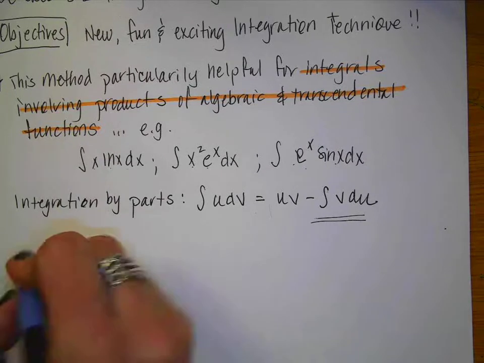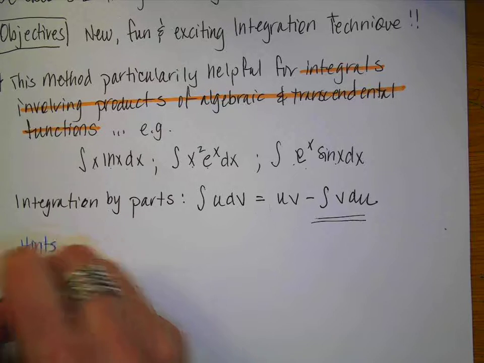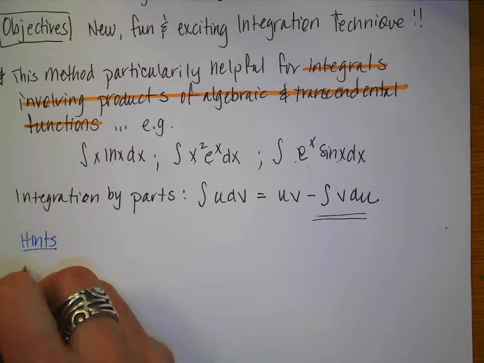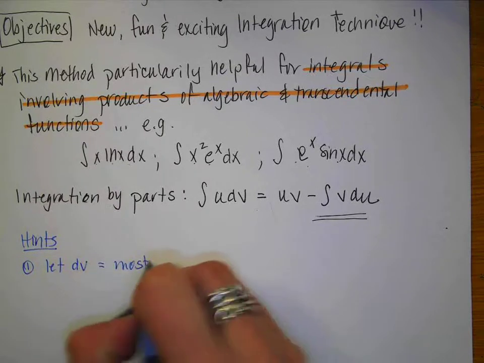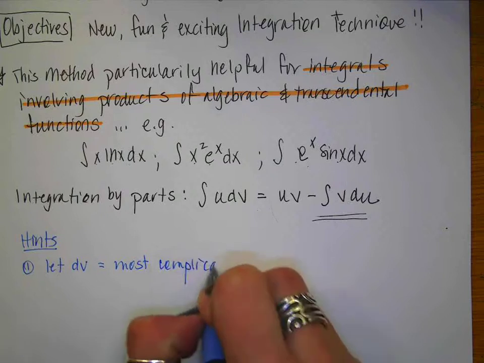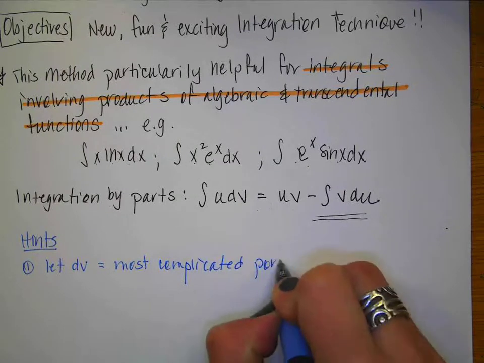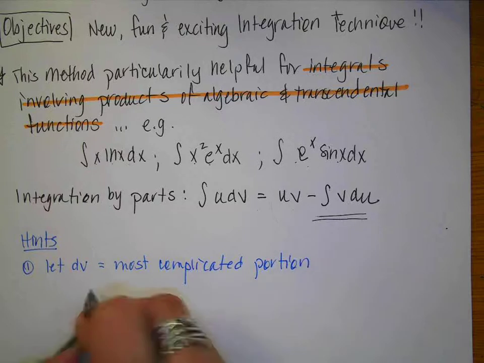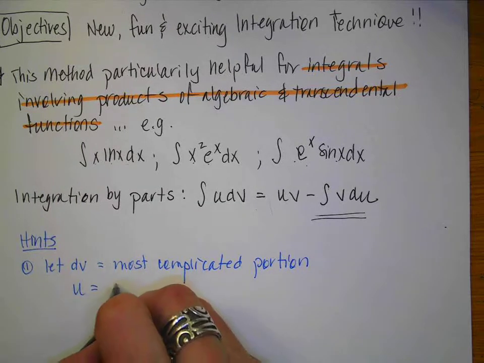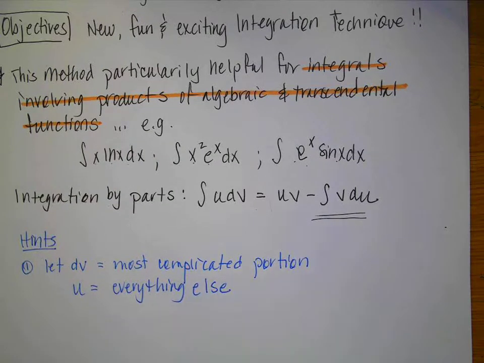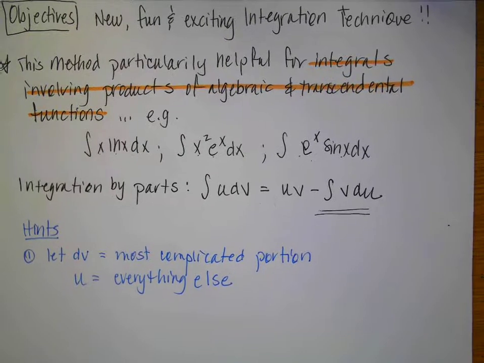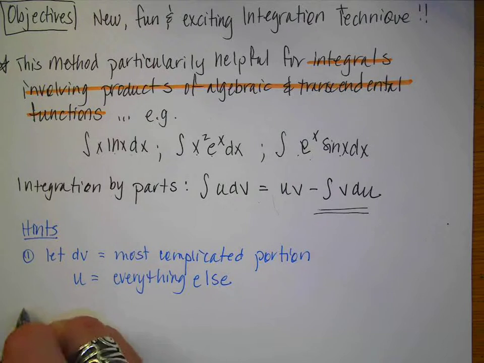All right, so I'm going to give you some hints, things that make this process seem a little bit less overwhelming. So the first one would be let dv equal the most complicated portion of my original integral, okay? And then u is going to be everything else. And when you do these, just like we've talked about with other methods, I recommend that you write everything down and don't skip steps so that when you are substituting values in, if you make a stupid mistake, then you can still get credit for what you're doing.